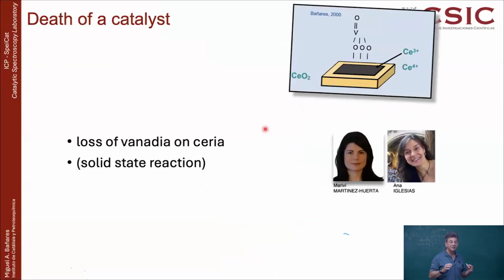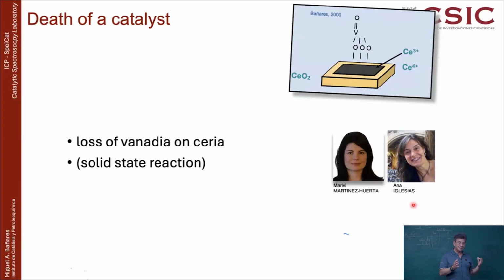And we have been seeing how a catalyst is born, how a catalyst phase develops, and then the other thing that you can see is how a catalyst dies. This was the thesis work of Martinez Huerta, and Ana Iglesias was helping us with the synchrotron studies. This is a system, vanadium oxide on ceria, in which you observe that the catalyst deactivates. And by looking at the deactivation of the catalyst, you can get an insight into the structure-activity relationships of the catalyst.